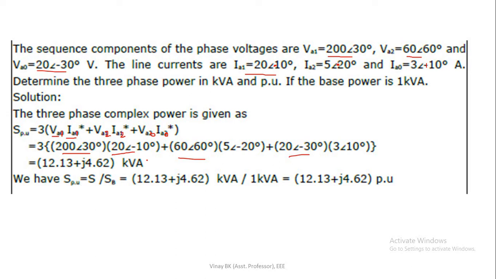So this is the value of actual power. So the total actual power we are getting, then they asked to calculate per unit. They have given the base value. Per unit is given by actual power divided by base value. Base power is 1 kVA and we'll get the actual value as 12.13 plus J 4.62 divided by 1 kVA. We can get the value of power in terms of per unit.